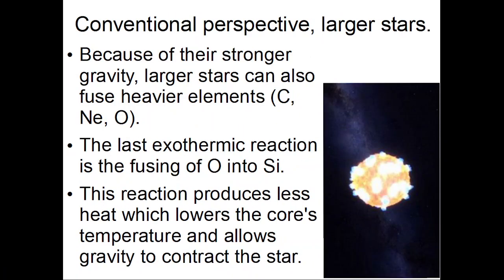Larger stars follow a different path. Because of their stronger gravity, these stars can also fuse heavier elements such as carbon, neon, and oxygen. The last reaction that can produce heat is the fusing of oxygen into silicon. Unfortunately, this reaction produces very little heat, meaning the core temperature drops, and without heat to support the star, gravity shrinks the star.